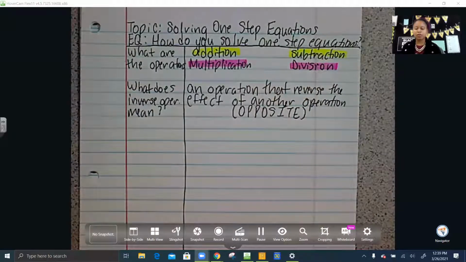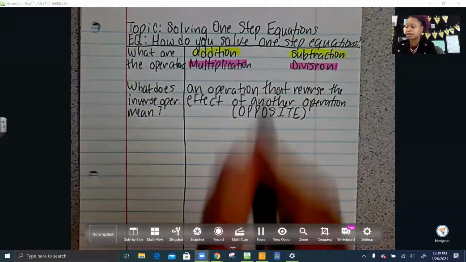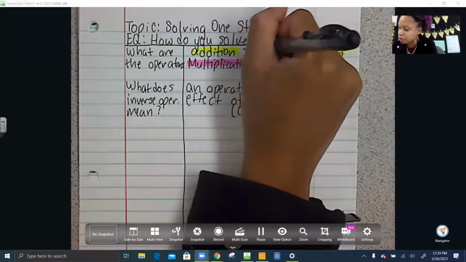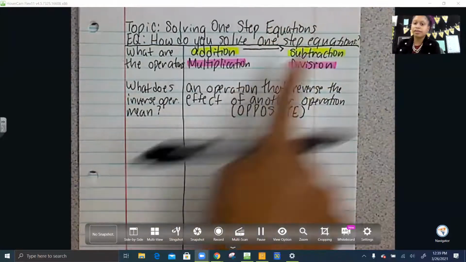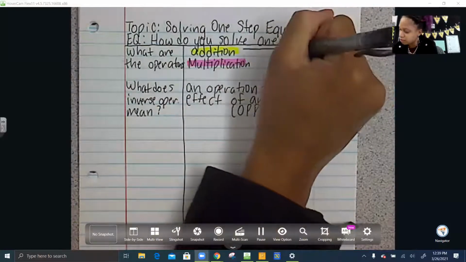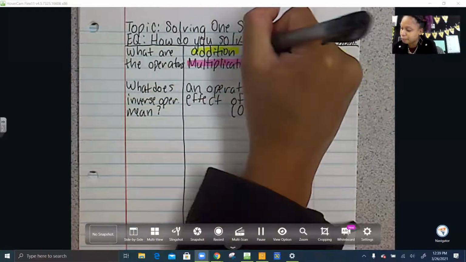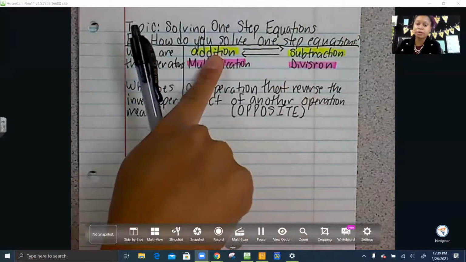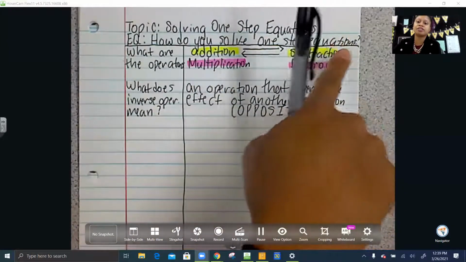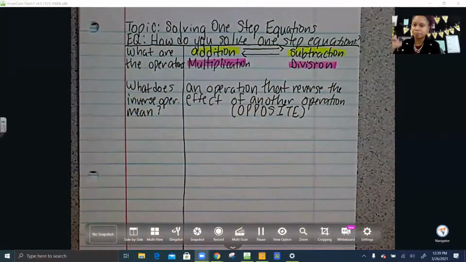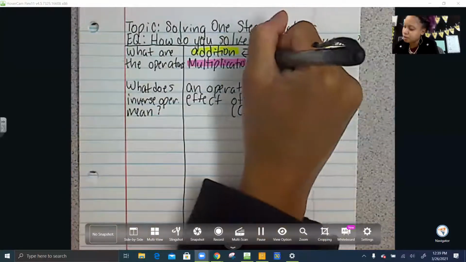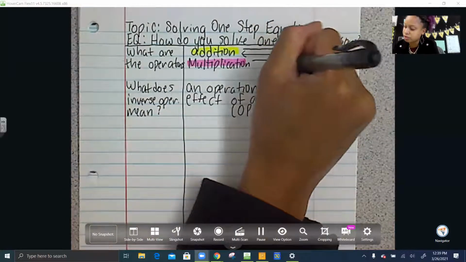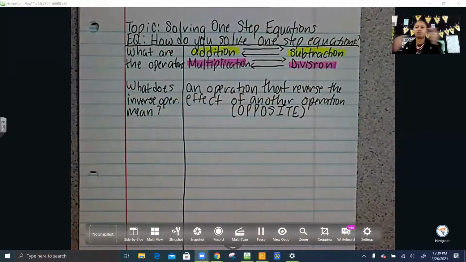So when we look back at our addition and subtraction and then our multiplication and division, the inverse operation or the opposite operation of addition is subtraction. And then the opposite of subtraction is addition. So these are inverse operations of each other. It's the opposite. Same thing for multiplication and division, and then division to multiplication. Those are the inverse operations of one another.